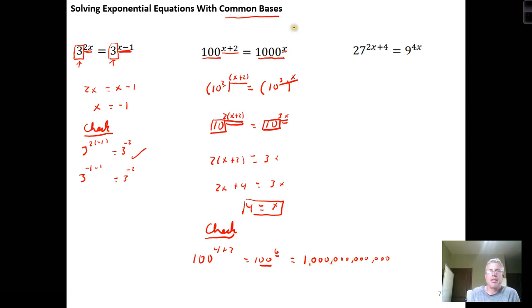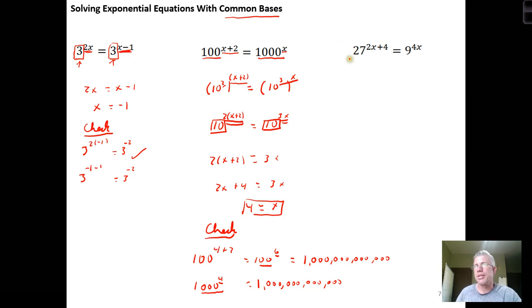And then the other one, we'd get 1000 to the 4th power, which is going to give us 4 sets of 3 zeros following a 1. 4 sets of 3 is 4 times 3, which is 12 zeros. So that's a 1 with 12 zeros, or a trillion. I get the same thing either way, so the answers match.